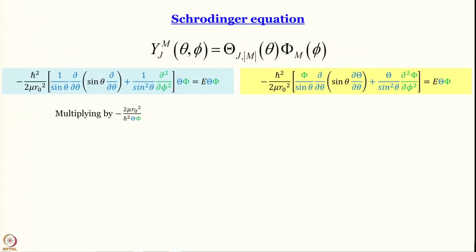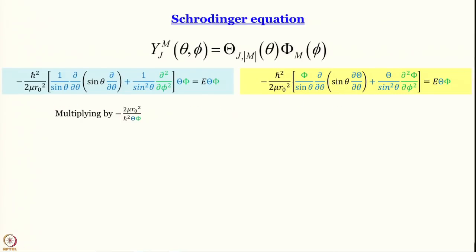So, first of all, let us multiply by 2 mu r 0 square divided by h cross square, that is very simply to get rid of the coefficient here, and we will also multiply it by 1 by capital theta capital phi. Why? Because once we do that, here we have capital phi in the numerator. If you multiply it by 1 by capital phi capital theta, then phi and phi cancel, you are left with capital theta. So, you will get 1 by capital theta multiplied by sin theta, then del del theta operating on sin theta d capital theta d small theta.